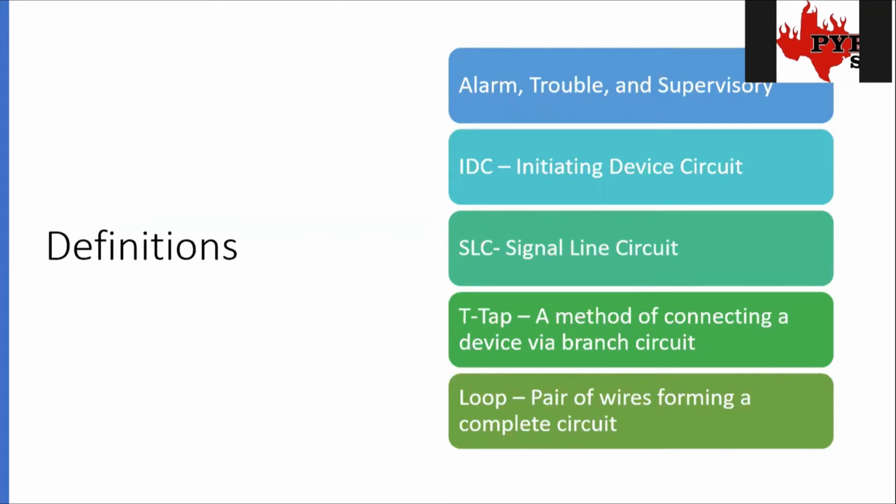And then the last definition word I have here is a loop. This is a pair of wires that form a complete circuit. So if you think about that diagram that we've been using for our Class B circuits, you've got a positive side and a negative side, and you can trace it all the way around and it just makes a big loop like an oval shape. That's the path the electricity is following, and so that's become kind of the common nomenclature for what a loop is. So as we talk about loops and T-taps, I hope that helps make sure everyone here understands what they mean.